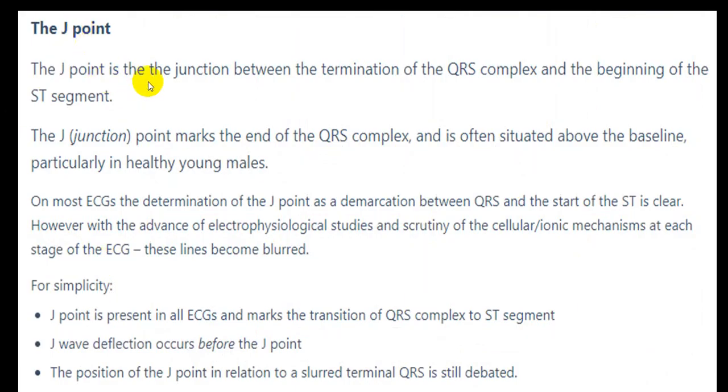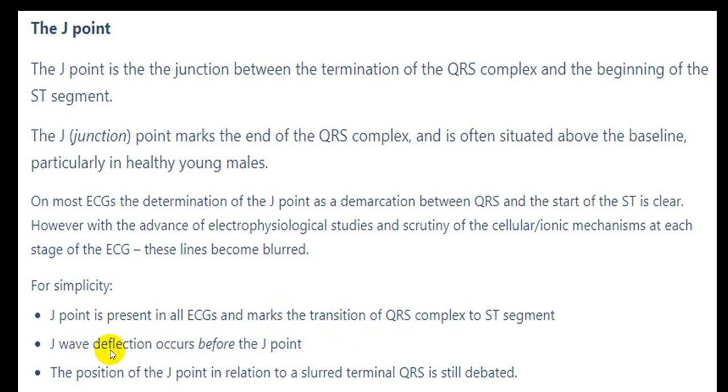J point identification is very useful. It is the termination of the QRS complex and the beginning of the ST segment. And at that junction, if you get any wave, we call that a J wave. And this J point is present in all ECGs, and it is the transition from QRS complex to ST segment.